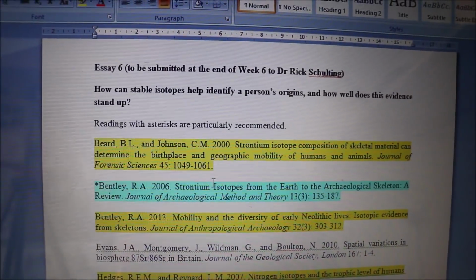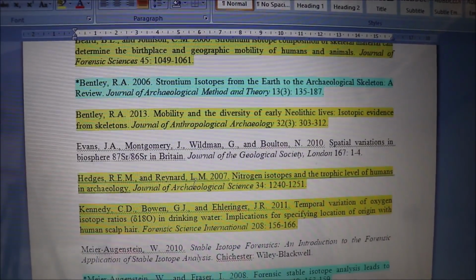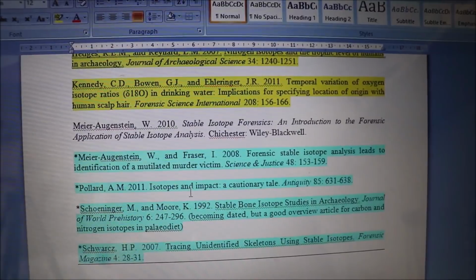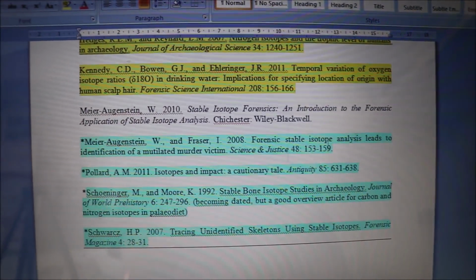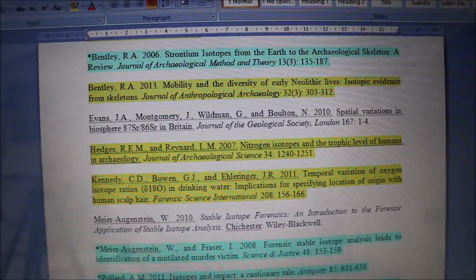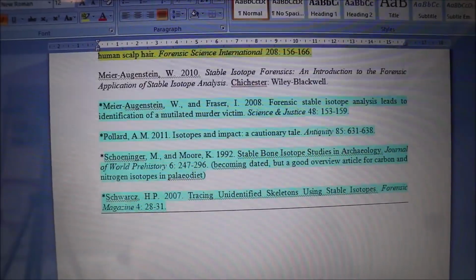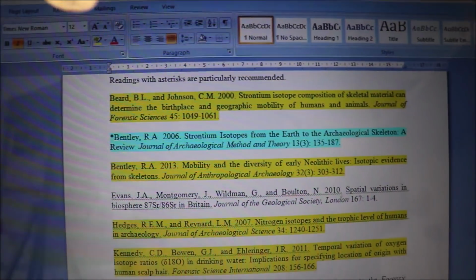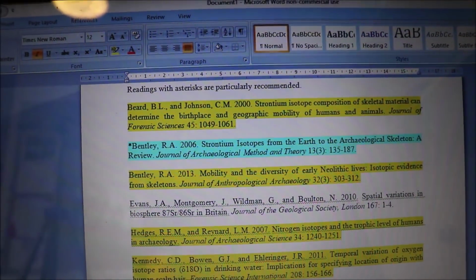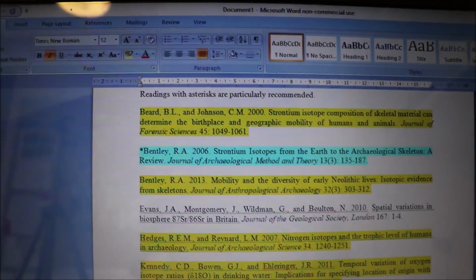So the ones that I've highlighted in blue are key texts, which I definitely need to read, or at least get to grips with the conclusions and abstracts. And the yellow ones are extra ones, which I think will be pretty interesting and case study detail filled. So that's what I've done so far.